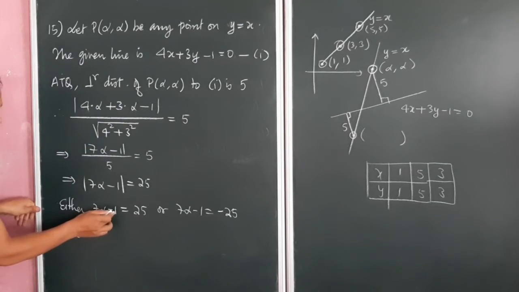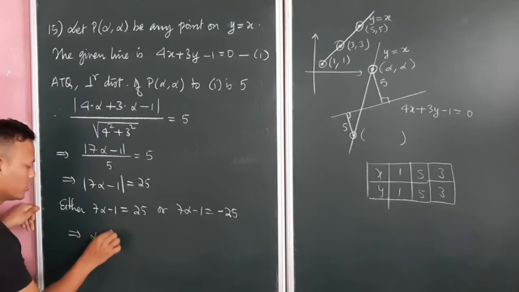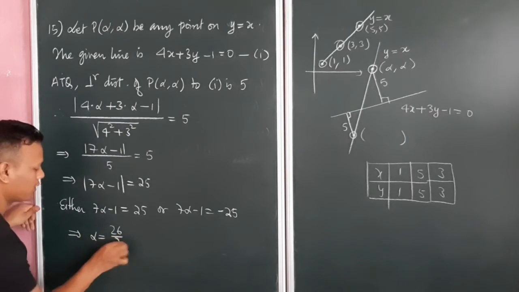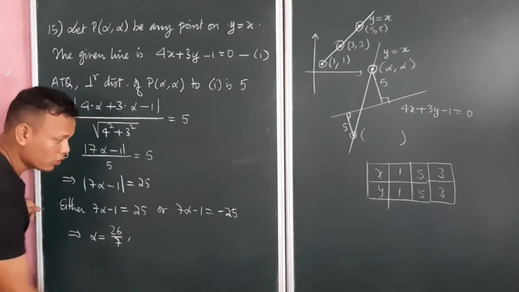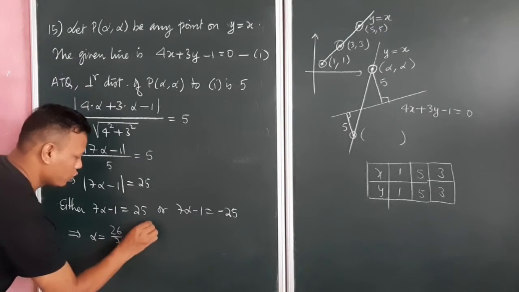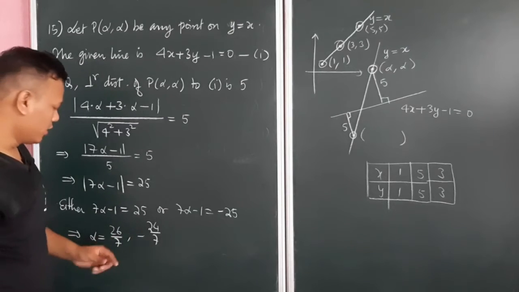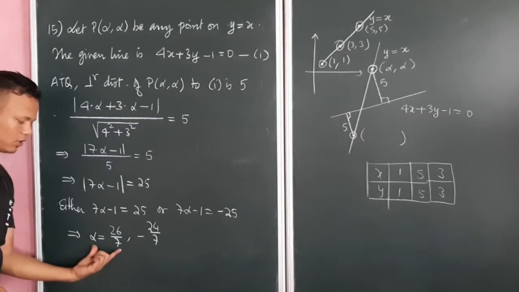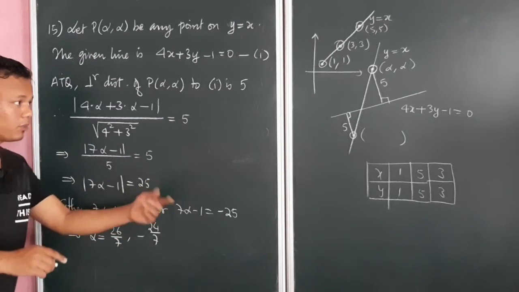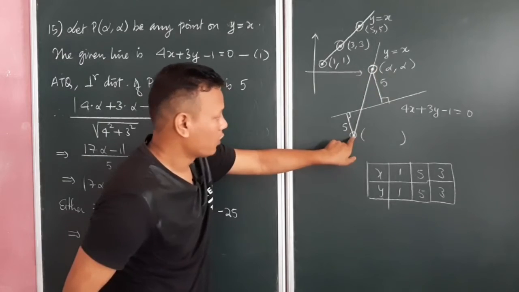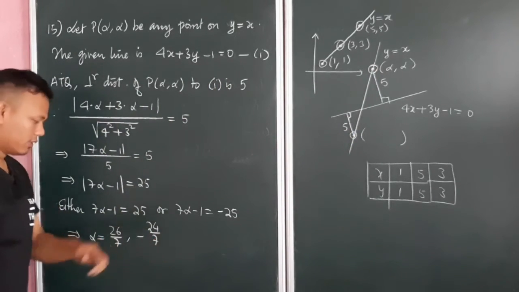So from here, this goes over there, becomes 26. So alpha will turn out to be how much? 26 by 7. Okay, and from here, this goes over there, becomes minus 24. So from here, alpha turns out to be minus 24 by 7. So we got two values for alpha. Okay, so one of the point will be alpha comma alpha, that is 26 by 7 comma 26 by 7, and this is one of the point, and another point will be minus 24 by 7 comma minus 24 by 7.